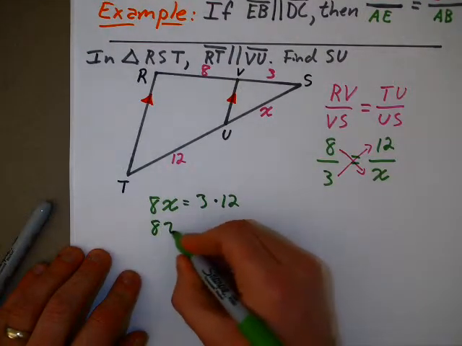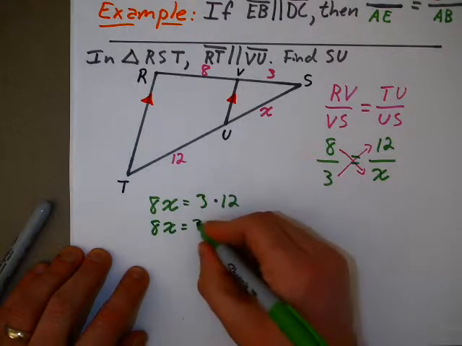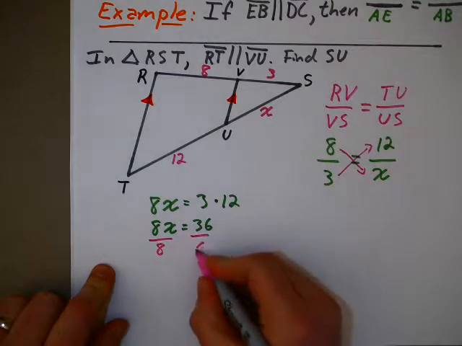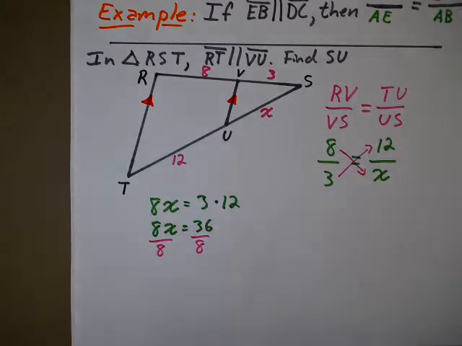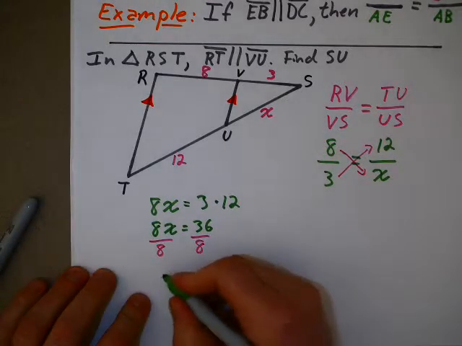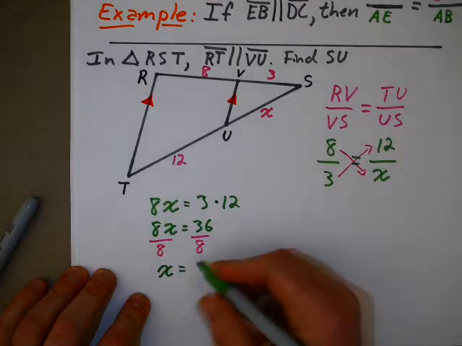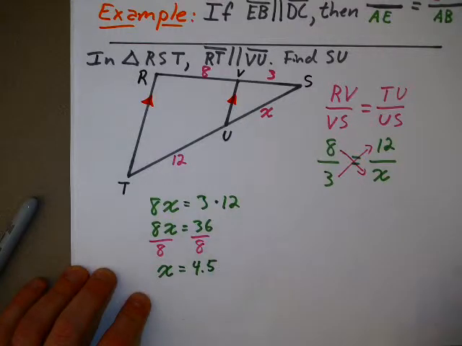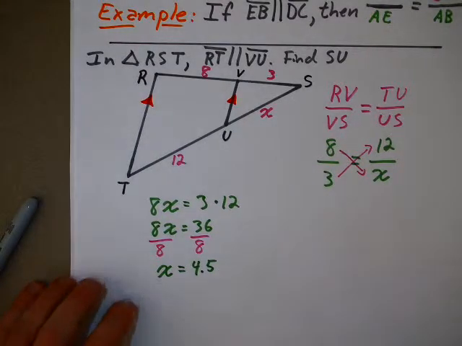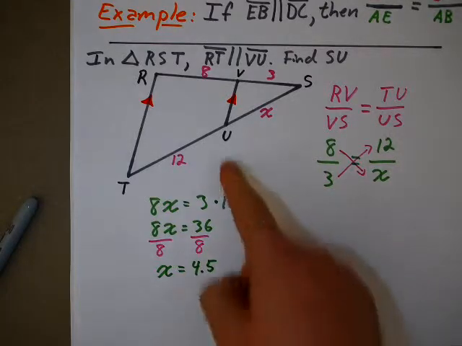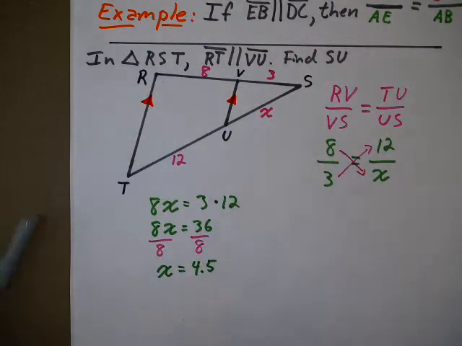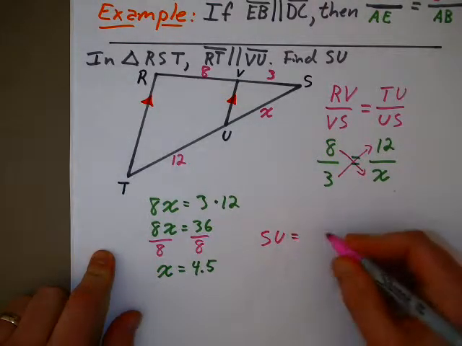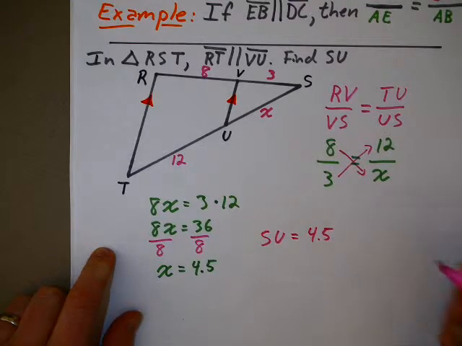And so 8x is going to equal 36. We're going to divide both sides by 8. And unfortunately for us, that does not go in even. But because we are very intelligent, we know that 8 goes into 36 4.5 times, so 4.5. So because x is 4.5, the value of SU, or US, is also 4.5 units.